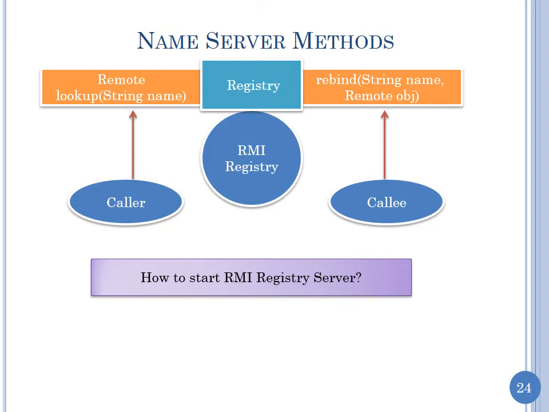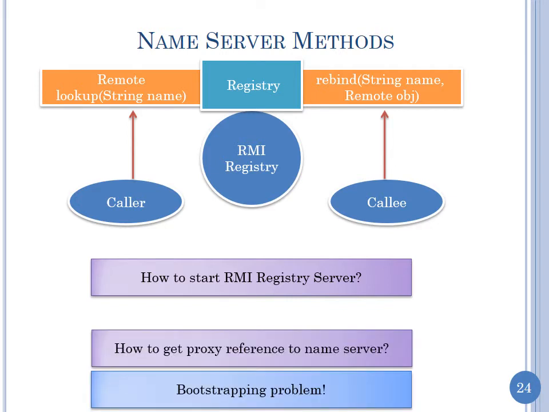So we have now two questions. Okay, how do you start the registry server? And there's a bootstrapping problem here. We invoke the rebind and lookup operations on instances of registry. Right? That registry interface is actually a remote object. So I'm going to invoke lookup to get a proxy to an object in a server I'm interested in. But that implies I somehow need a reference to a proxy to the remote registry. So there's a bootstrapping problem.